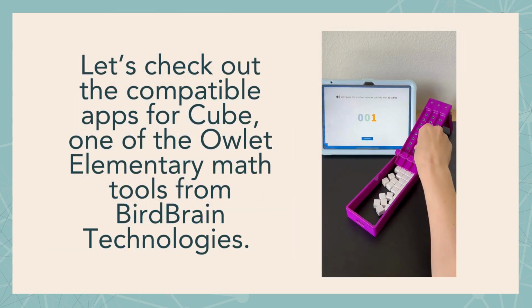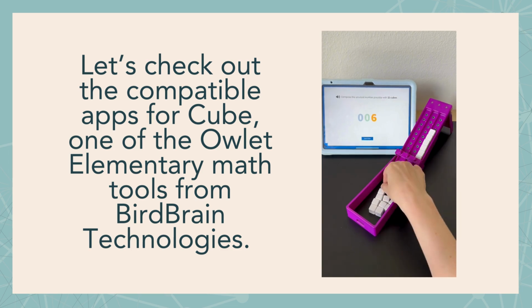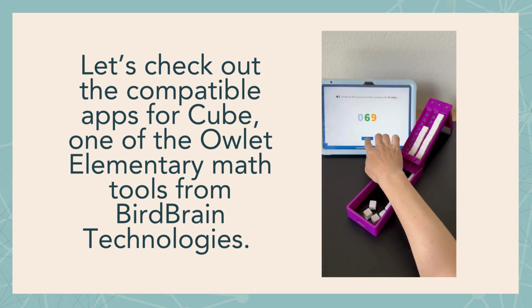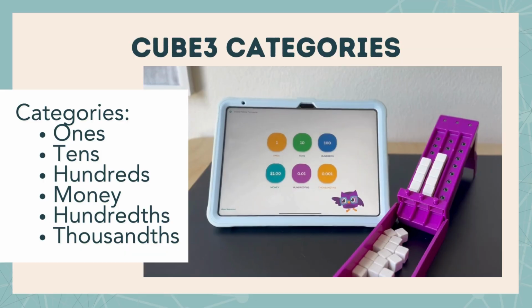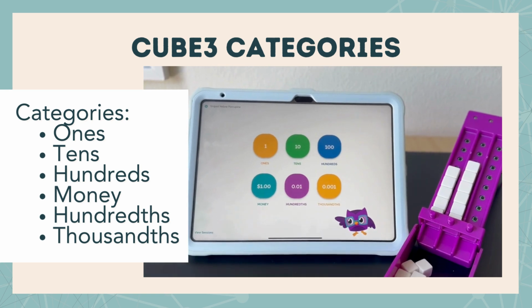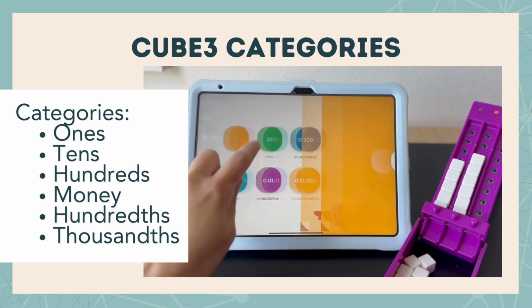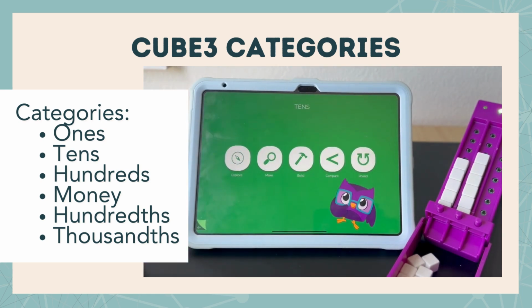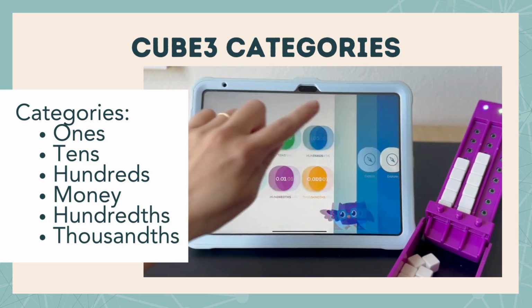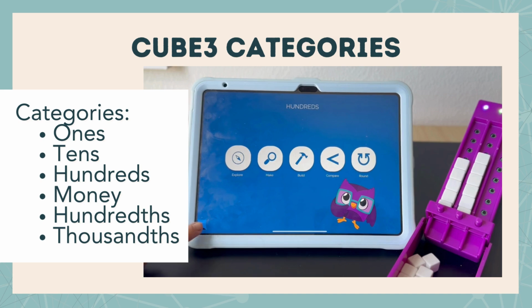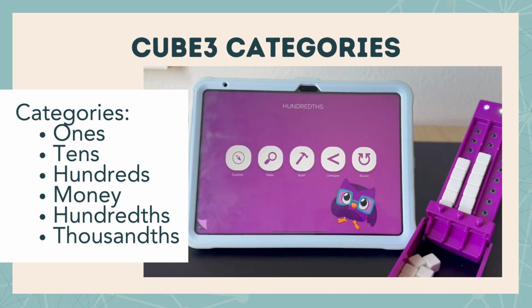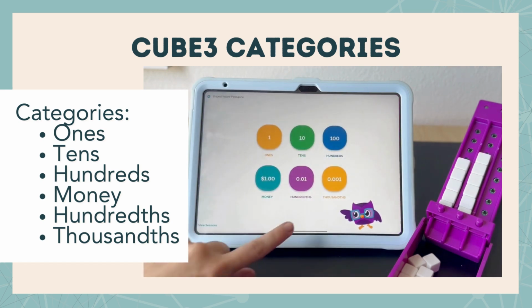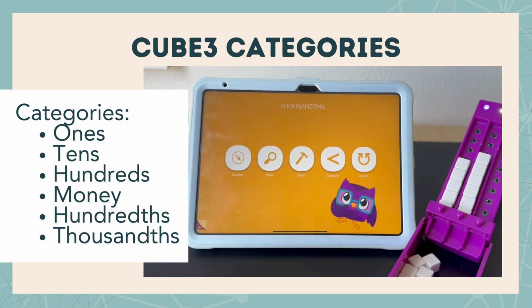Let's check out the two compatible apps for Cube, one of the Owlet Elementary Math Tools by BirdBrain Technologies. Cube3 has categories of ones, tens, hundreds, money, hundredths, or thousandths. And the ones category has two modes of learning, explore and make, while the other categories of Cube3 have activity modes of explore, make, build, round, and compare that randomly generate problems for students to solve.